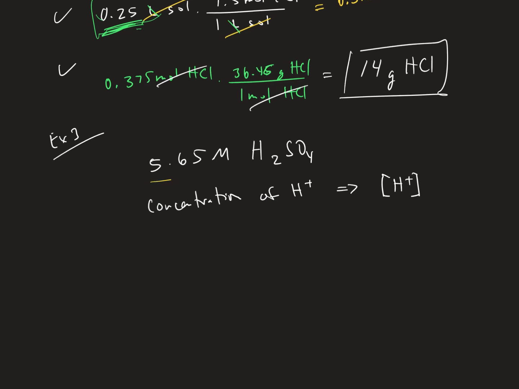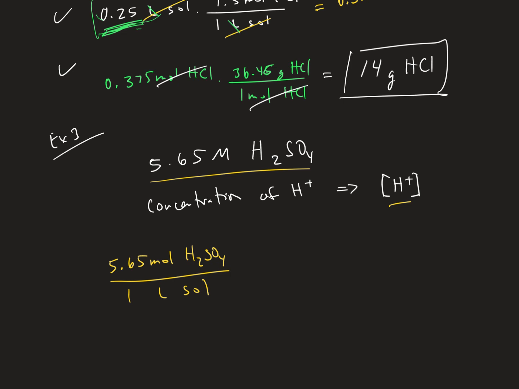So we have to convert molarity of H2SO4 into molarity of H+. Good? So break this down: 5.65 moles of H2SO4 to 1 liter of solution. Whenever you're converting, always change molarity to moles per liter. We okay with this?